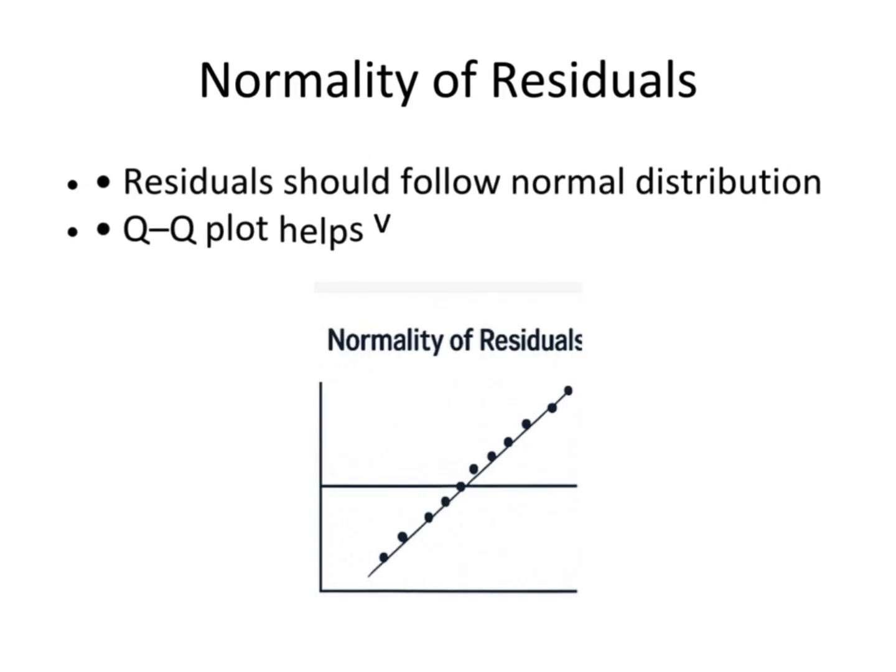The next assumption is that residuals should be approximately normally distributed. This is assessed using QQ plots or histograms of residuals. While small deviations from normality are acceptable, severe skewness or outliers can impact inference, particularly p-values and confidence intervals. Normality is essential for reliable statistical conclusions.